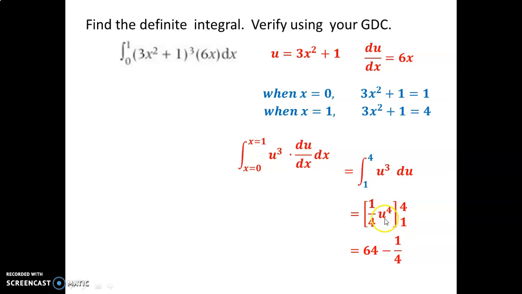4 put into here becomes 64. 1 put into here is 1/4. 64 minus 1/4, we have our answer. It is 63.75. Now taking that answer, we're going to confirm on the calculator.